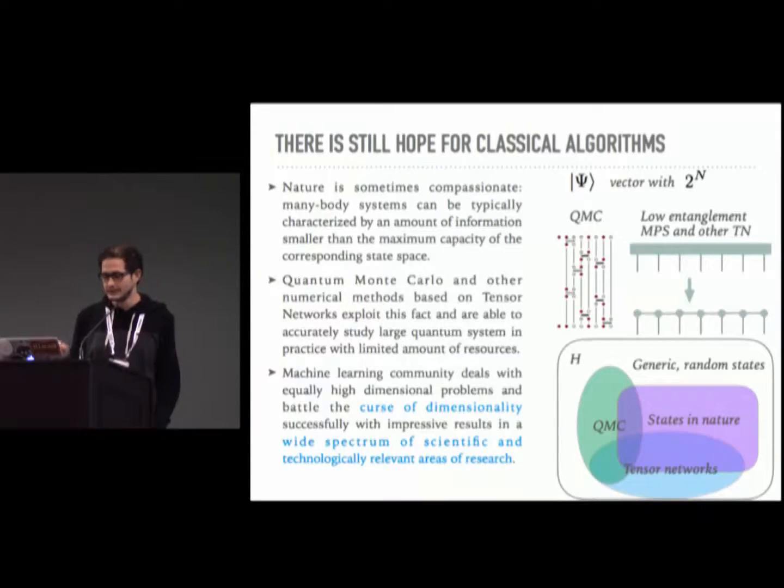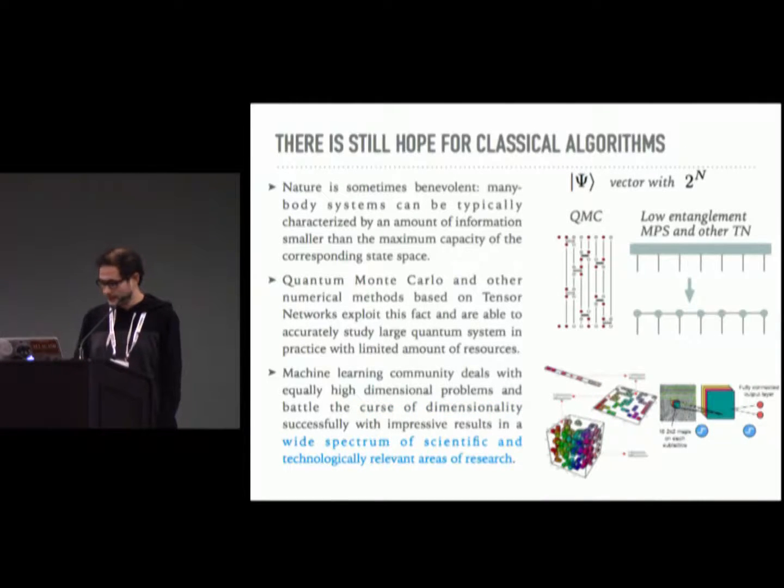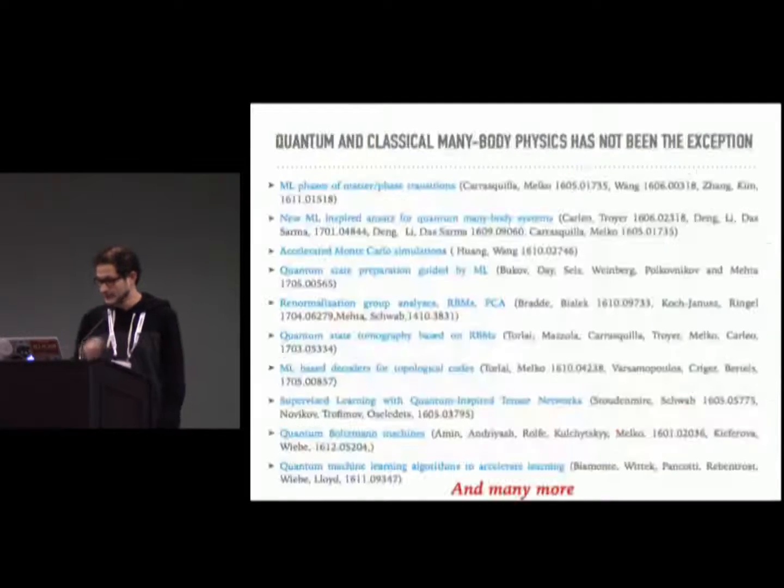The machine learning community deals with equally high dimensional problems, even bigger than those that we care about. Like I heard last week, some GANs using really high resolution images, it's incredible, and they battled this curse of dimensionality successfully, with impressive results in a wide spectrum of scientific and technologically relevant areas of research. And they typically use neural networks.